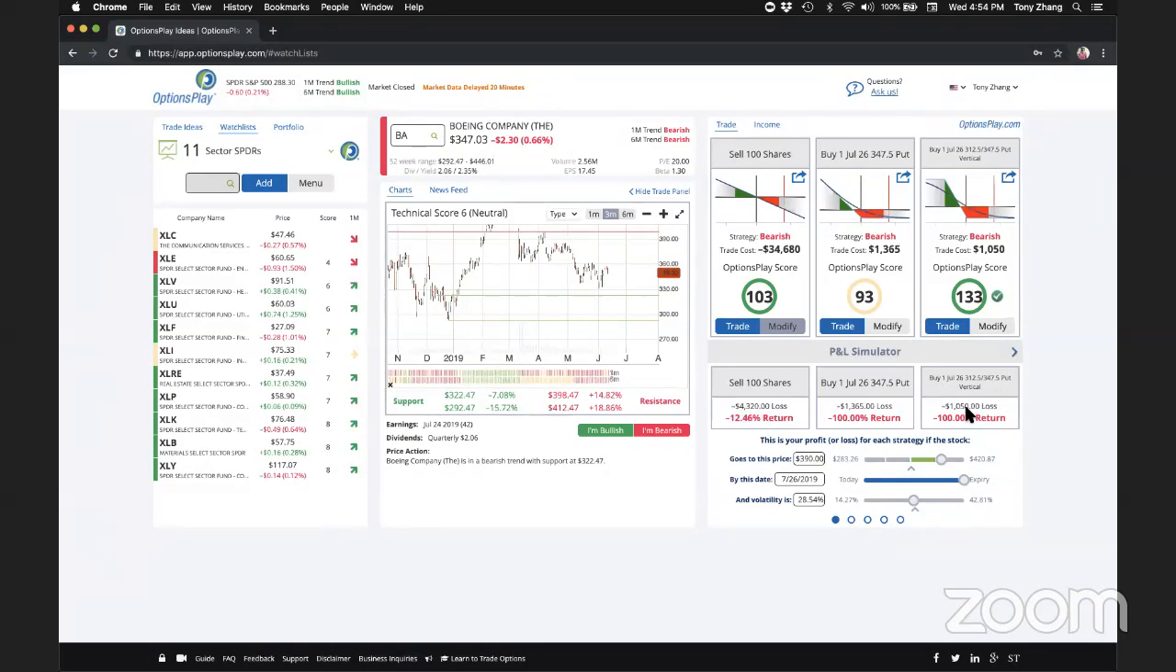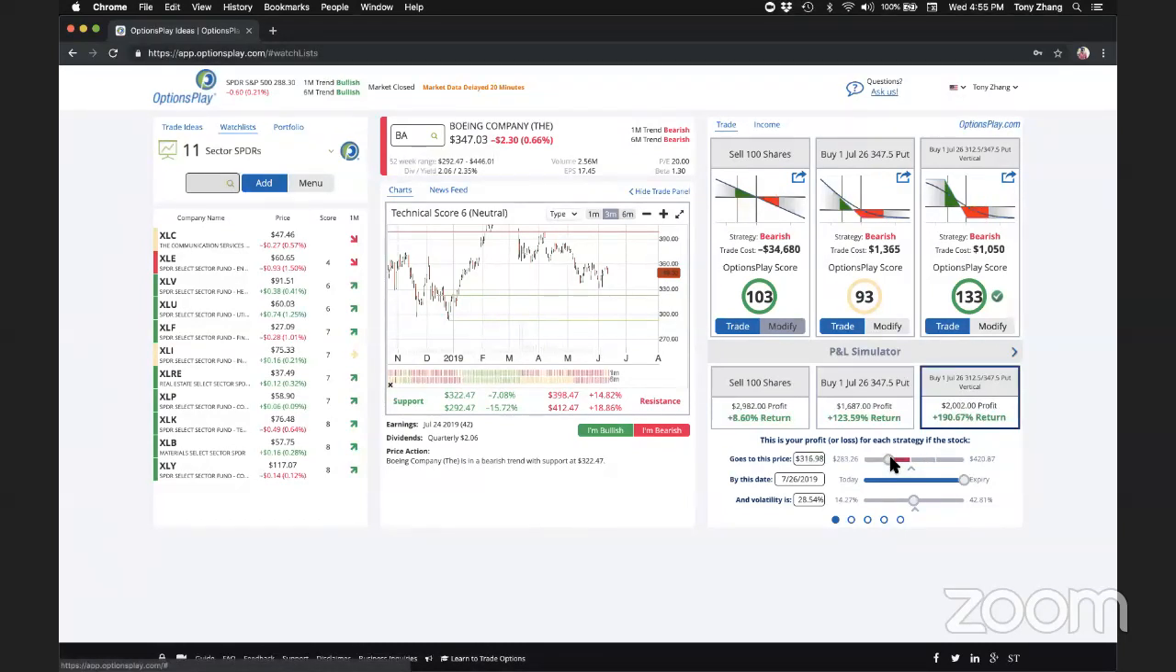And with the strategy on the right, I only risk $1,000. So I risk the least amount of money here on this vertical. And if I'm right, I make a significantly higher return than the other two strategies. And a lot of people ask, what is the options play score? The options play score tells you the risk to reward of each strategy. So that's why this strategy here on the right gives you the highest options play score, because if I'm wrong, I risk the least amount of money. And if I'm right, I make the most amount of money.